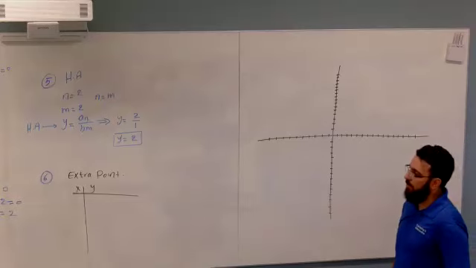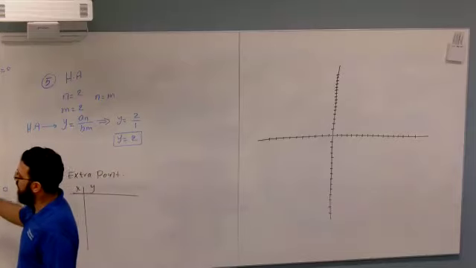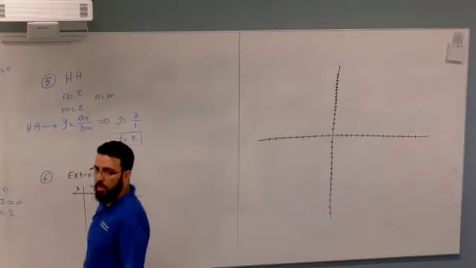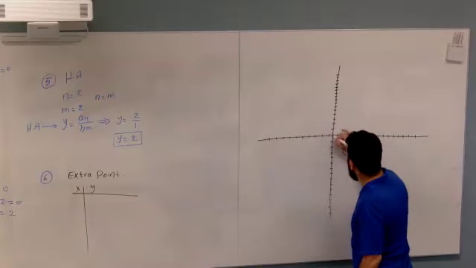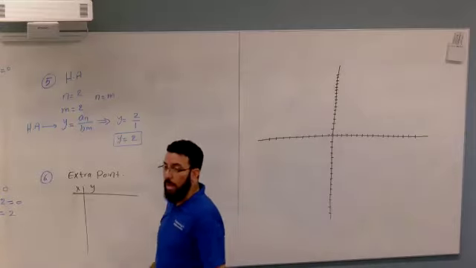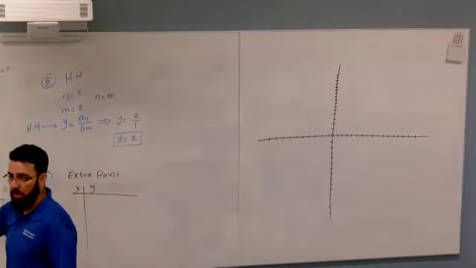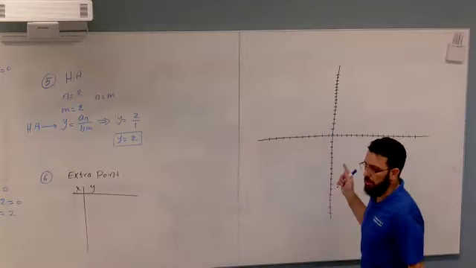How many points do we have? We have the x-intercept and y-intercept, which are both the point (0, 0). So in this case, we have only one point for the whole thing. In a different example, it's not always going to be the point (0, 0).